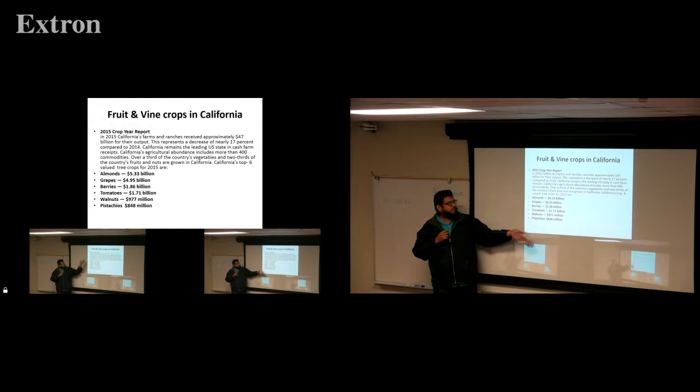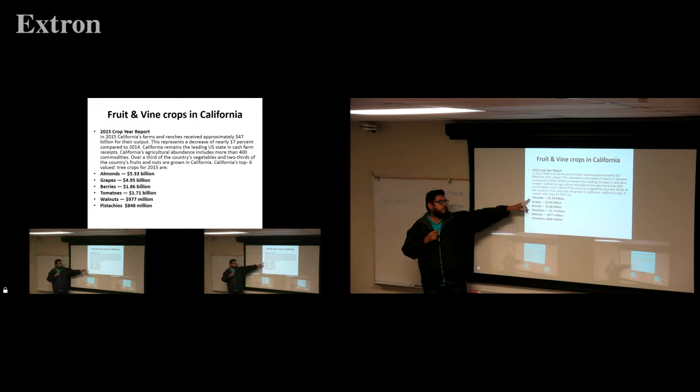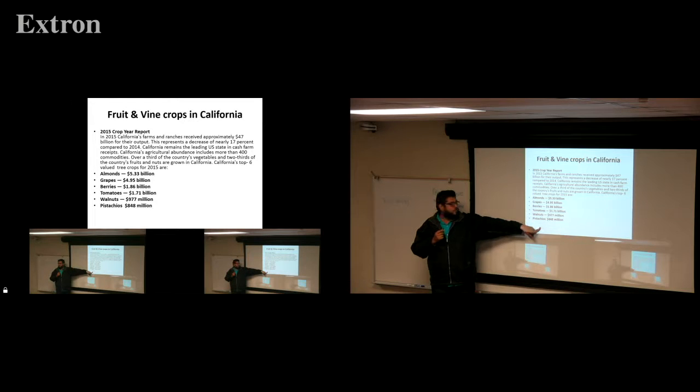So let's just talk about the top 6 crops: almonds, grapes, berries, tomatoes, walnuts, and pistachios, in that order. The first 4 are billion-dollar crops. That's a huge amount of crops. So you're looking at $5 billion for almonds, almost $5 billion for grapes. For the longest time, grapes have taken the top spot, but recently, in the last 5 or 10 years, almonds have been in the top spot.